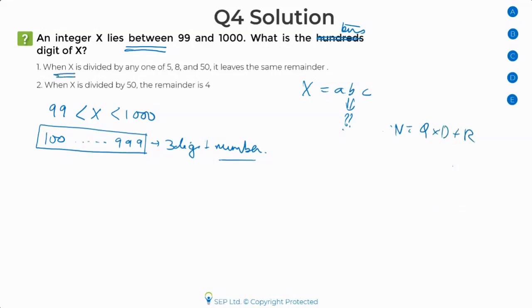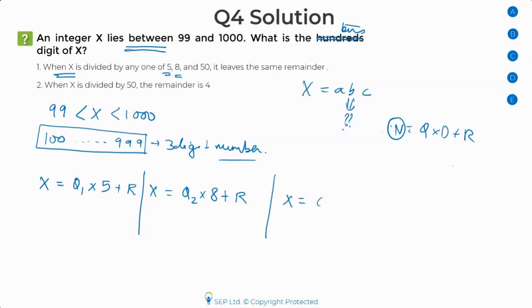So if x is divided by, say, 5, it's leaving the same remainder. I can write it like this: x is the number, q1 is the quotient I don't know, the divisor is 5, and the remainder I'll write as r. Similarly, x when divided by 8 is also leaving the same remainder, so x equals q2 times 8 plus r. And x can also be written as q3 times 50 plus r, because when x is divided by 5, by 8, and by 50, the remainder is the same.